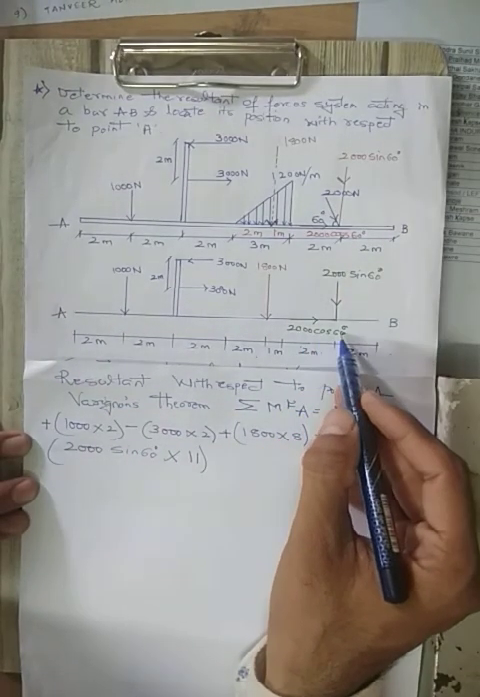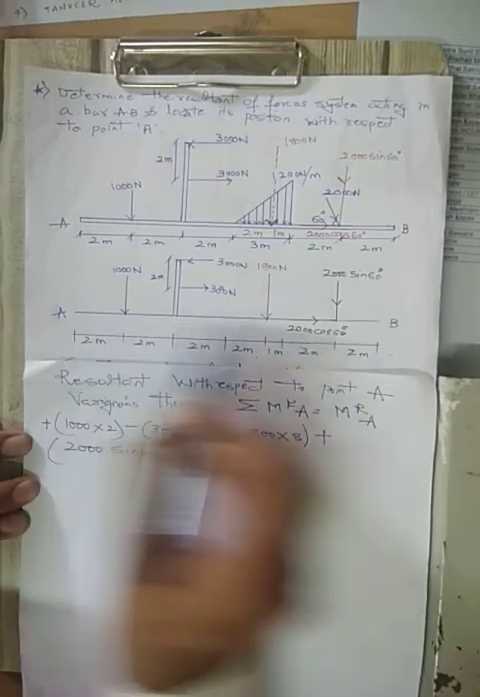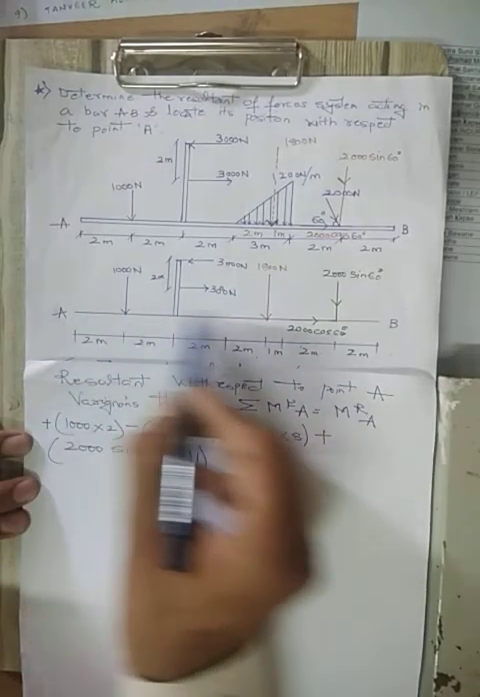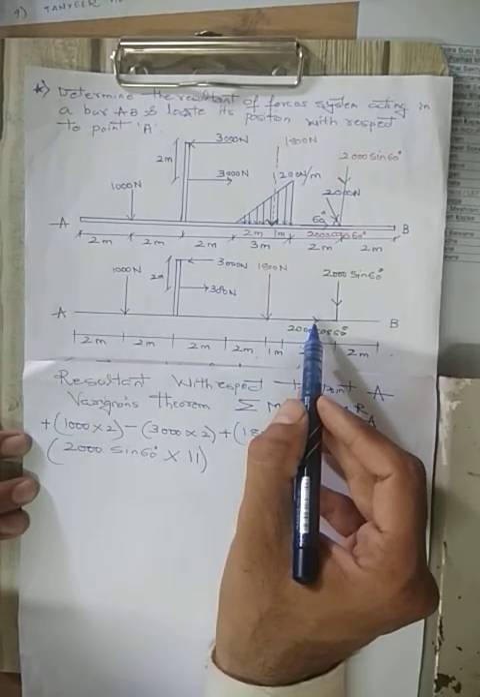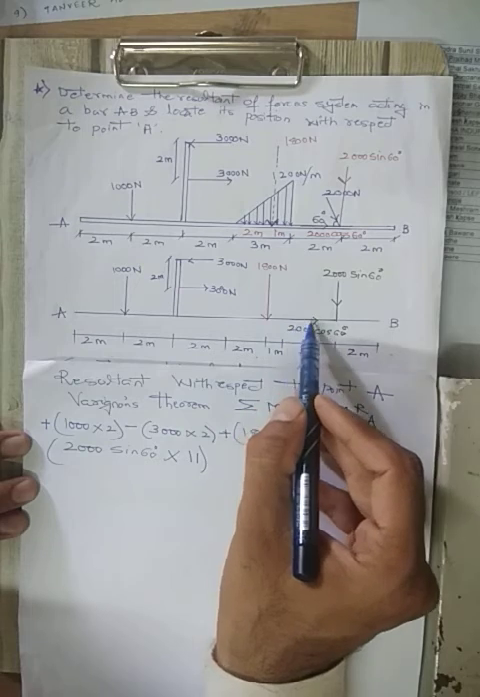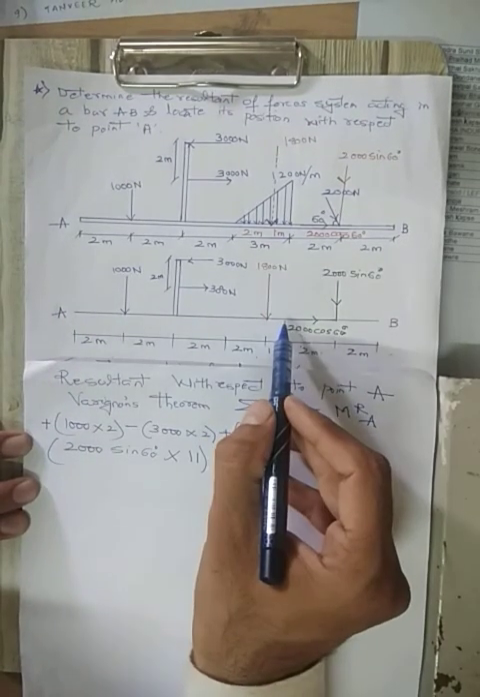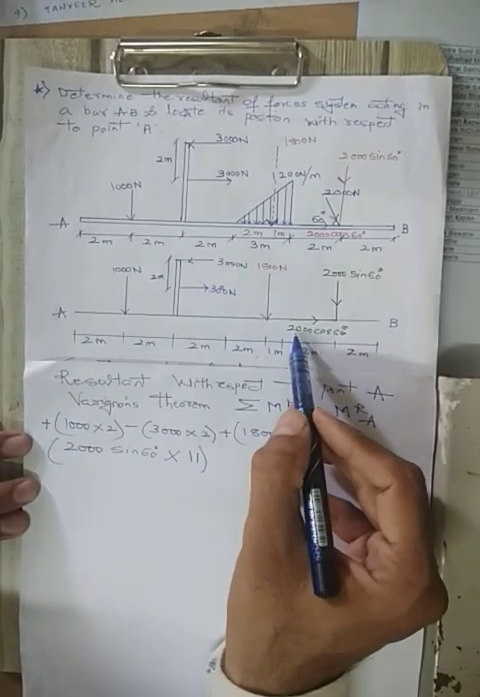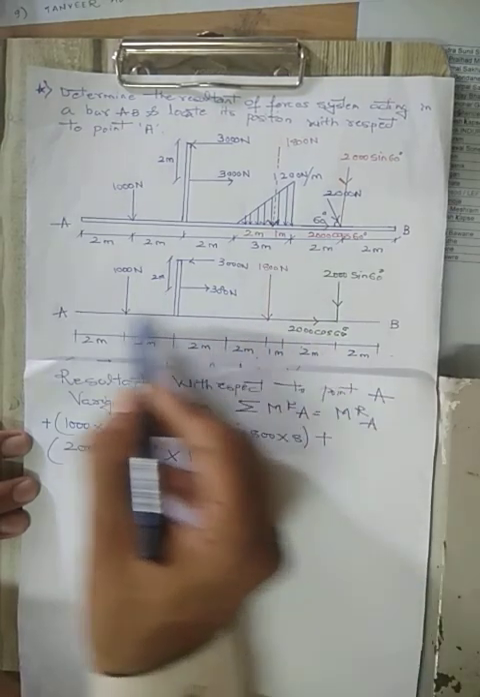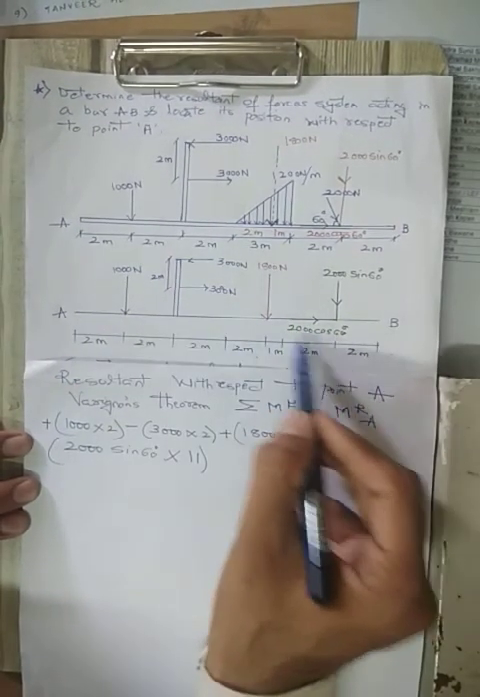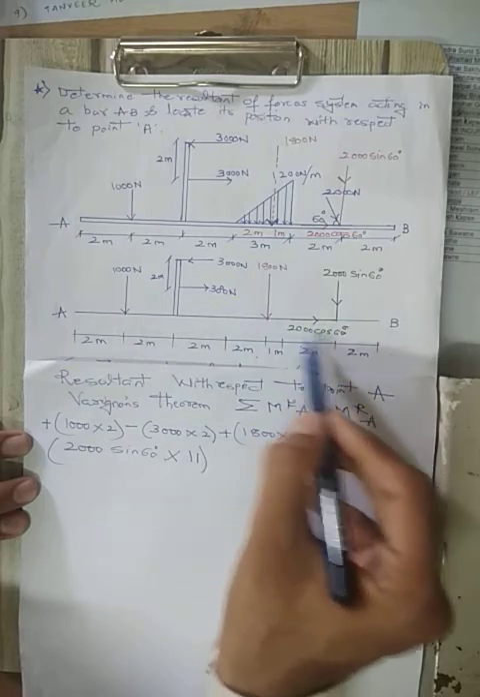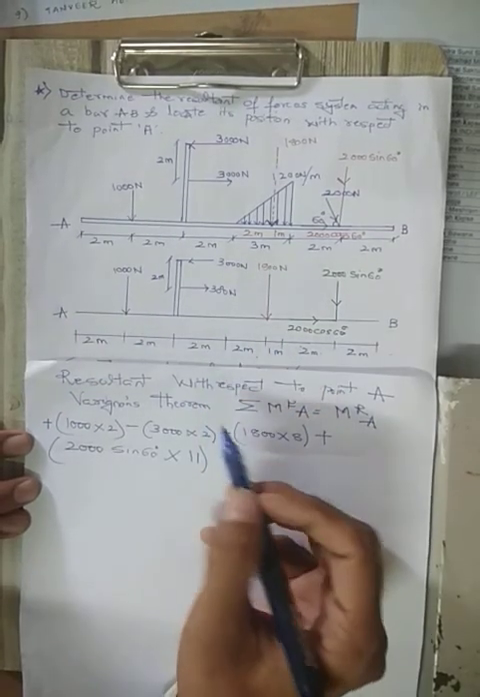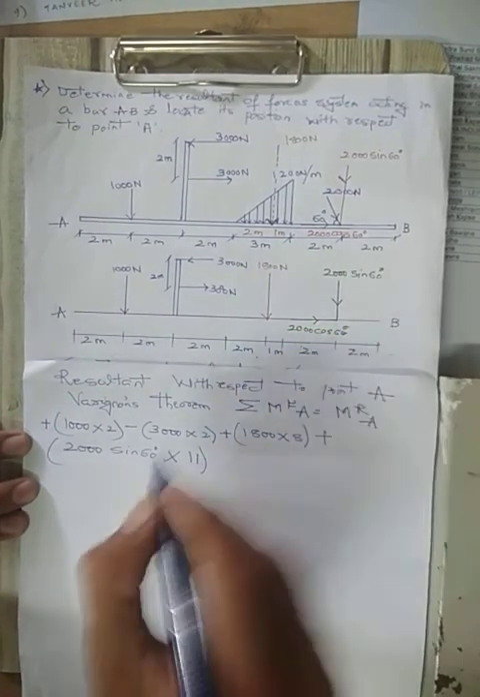What about this 2000 cos 60 degrees? We are taking moment about A, so it is along point A, so here moment will not be created. What is the definition of moment? Force into perpendicular distance. Here this force is horizontal and the distance is also horizontal, therefore moment will not be created. It is along the same line of action, so this will be 0. Horizontal will not form a couple. Therefore I am not taking this 2000 cos 60 degrees.